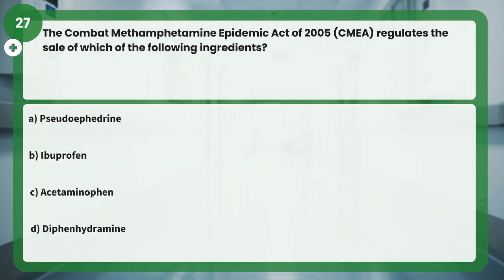Question 27. The Combat Methamphetamine Epidemic Act of 2005, CMEA, regulates the sale of which of the following ingredients? A. Pseudoephedrine. B. Ibuprofen. C. Acetaminophen. D. Diphenhydramine.